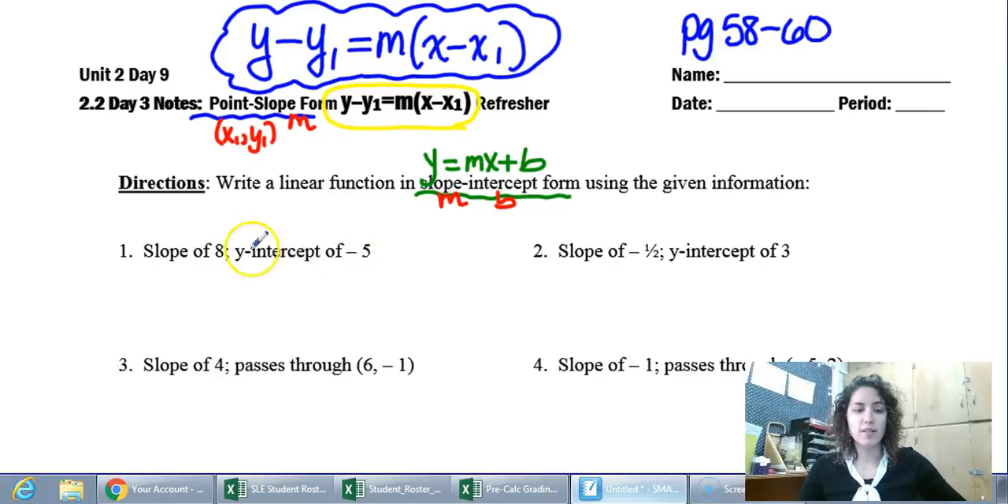So if I look at number 1, it says I'm given a slope of 8, so that's a value for m, and a y-intercept of -5. That's a value for b. So here, that worked out really nice. To write the linear function in slope-intercept form, I've got m, I've got b, so y equals 8x minus 5, and I'm all done.